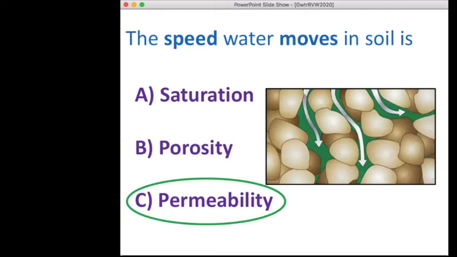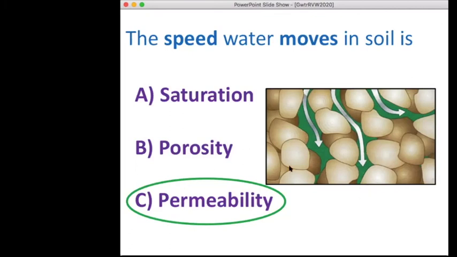So remember that the ground is like a sponge. And when water soaks into the ground, it becomes wet. We say that is saturated, filled with water. Porosity is the space, these spaces that are in between. Okay, that's the holes in the sponge.